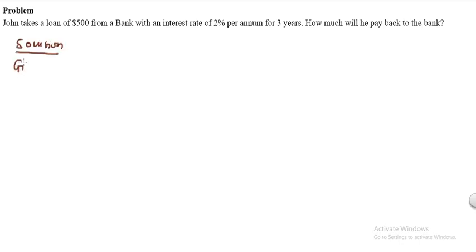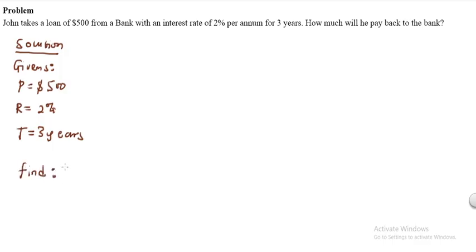If we write our givens here, we're told that John takes a loan of $500, so the principal here is $500, from a bank with an interest rate of 2%. So my rate of interest is 2%. This is for a period of 3 years, so my time is 3 years. We're now asked how much will he pay to the bank? The amount that he will pay to the bank is giving us A here.